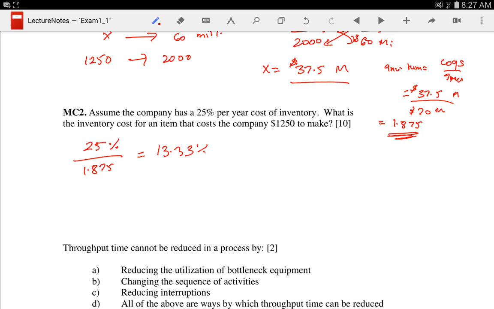But it's 13.33% of what? The COGS of the product, that is $12.50. So 13.33% of $12.50 comes out to be about 1.6666. Well, that means that is the per unit inventory cost for the product.